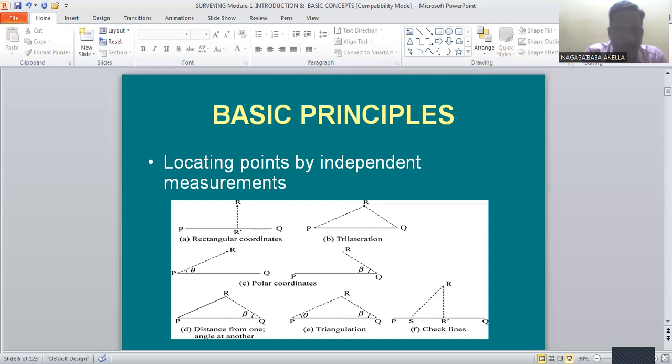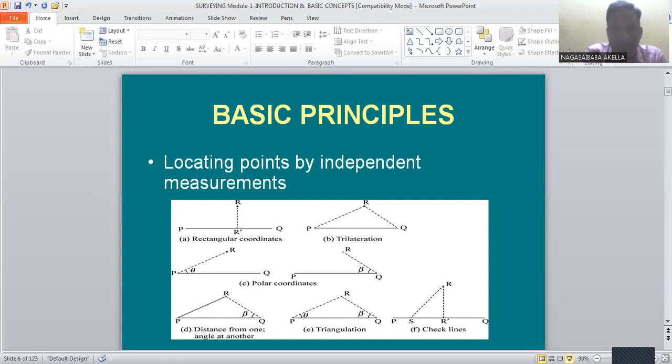And coming to D, one linear measurement and another angle. From P, PR is the linear measurement. From Q, angle beta is the angle. Where this linear measurement and angle beta are intersecting, that is the point R.